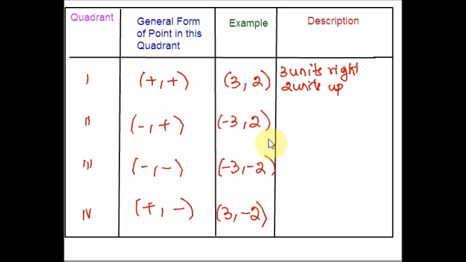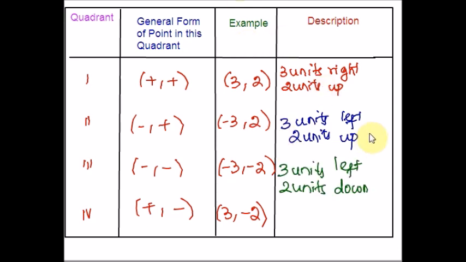And for the second quadrant, you have to start from the origin, go along the x-axis in a negative direction and along the y-axis in a positive direction. So you have to move 3 units left and 2 units upwards. For the third quadrant, both are negative. So you have to start from the origin on a graph, go along the x-axis in a negative direction and along the y-axis in a negative direction. So 3 units left and 2 units down. Hope you're clear so far.